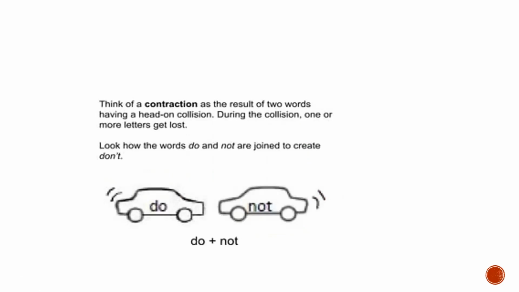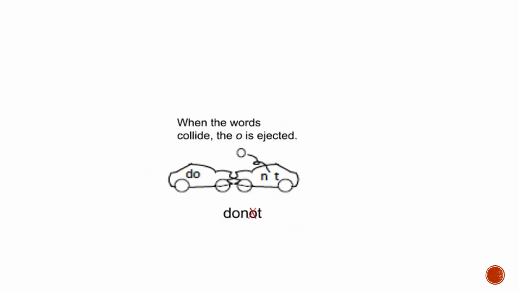So we're going to visualize an accident. Think of a contraction as a result of two words having a head-on collision. During the collision, one or more letters get lost. Look at how the words do and not are joined to create don't. So do and not are two cars. They come together and crash. There's a collision there. When the words collide, the O is ejected. So the O comes out.